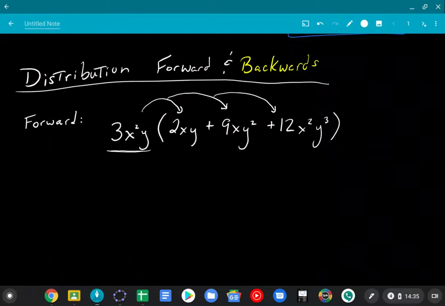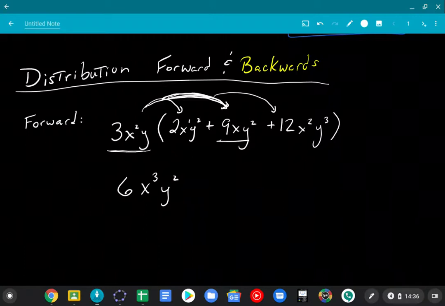So if I take a look at 3x squared and 2xy, I first just say 3 times 2 is 6. X squared and x to the first, that just means x cubed. Remember, you add the exponents. And y times y is y squared. All right, so now we're coming over here to 9.